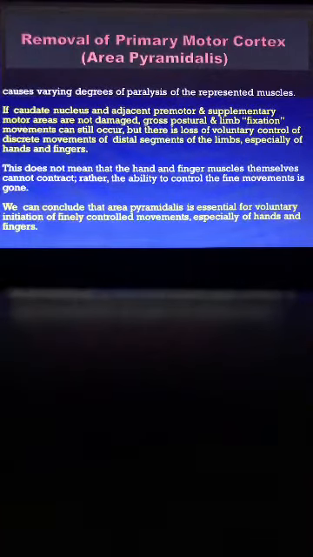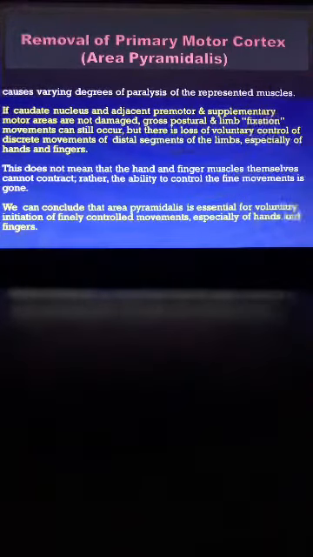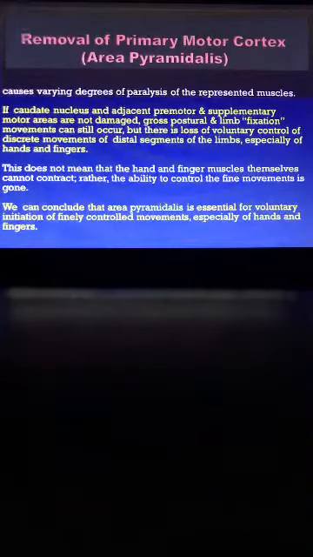Removal of this area, the pyramidal primary motor cortex or area pyramidalis, if the caudate and adjacent premotor and supplementary motor areas are not damaged, there is a gross postural and limb fixation. Movement can still occur, but there is loss of the voluntary control of discrete movements of the distal segments of the limbs وخاصة hands and fingers مثل ما ذكرنا سابقا. يعني ممكن الإنسان ينجز بعض الحركات ولكن الفاين موفمنت تكون صعبة أو مستحيلة.